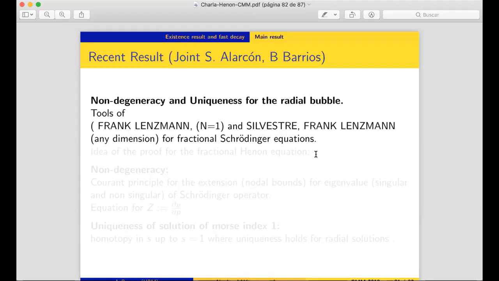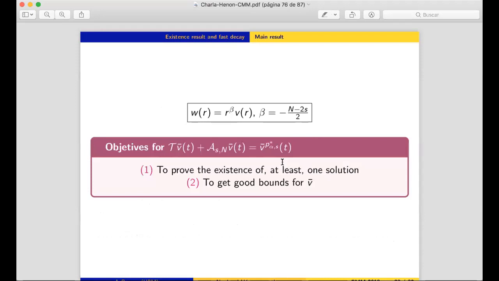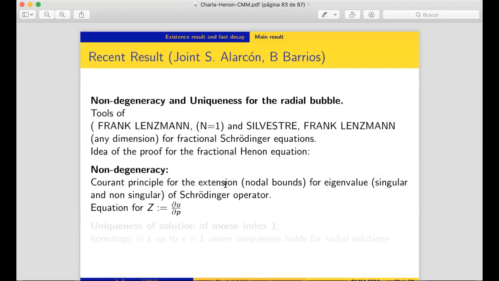So what we have is a Schrödinger equation, but with some restriction, which I mentioned before. The idea is somehow you want to linearize the operator, and then to study it.